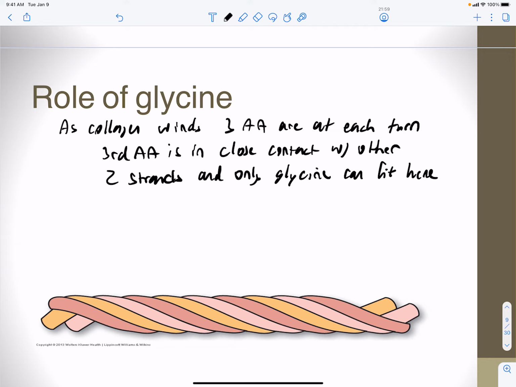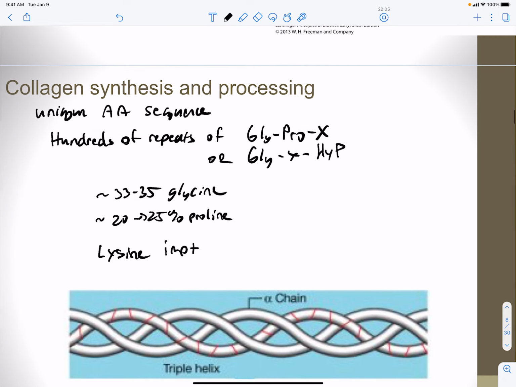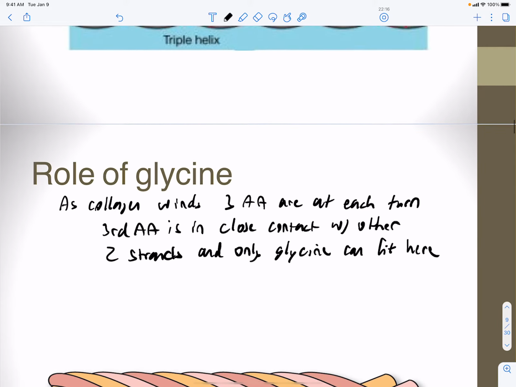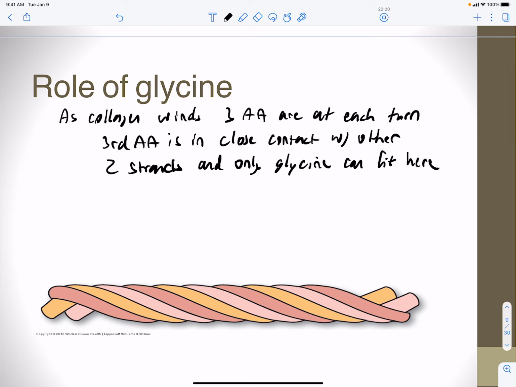So that's why, regardless of lysine, regardless of proline, hydroxyproline, glycine always has to be that third amino acid. So you'll have another glycine here, etc. And that's because the glycines can't interact without the structure collapsing.